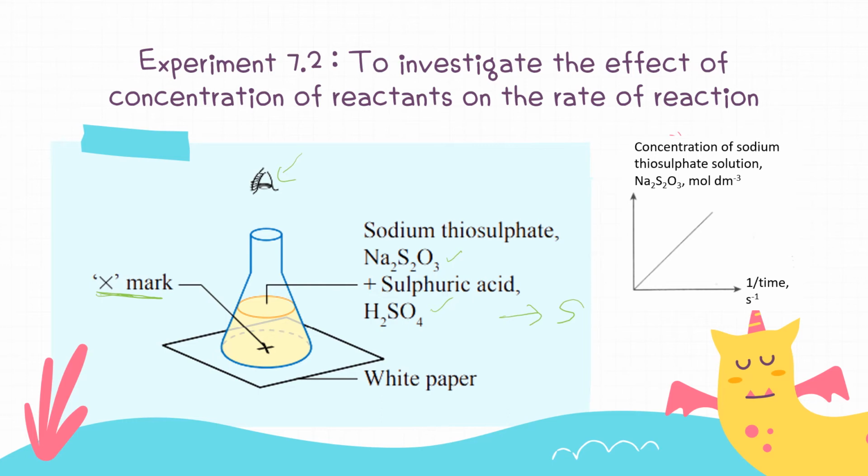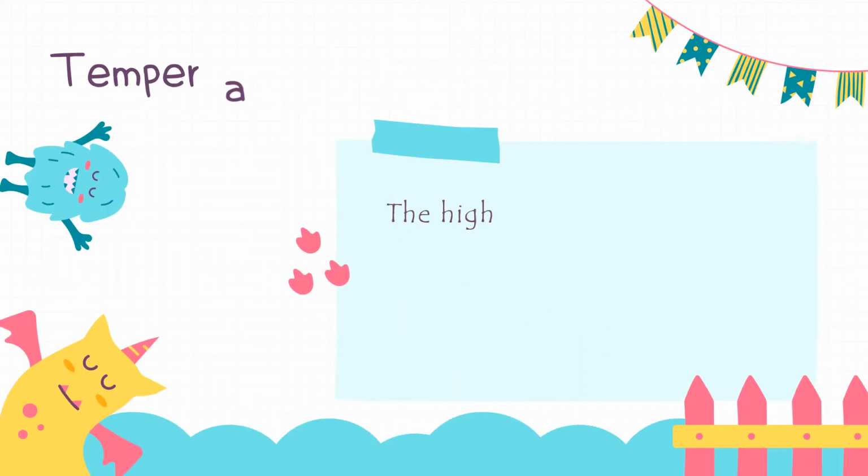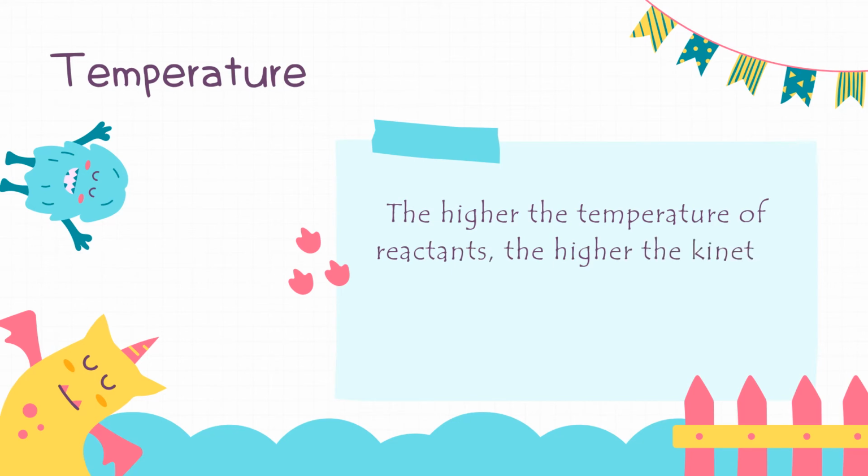So we got this graph. Okay, so from this graph we know that the higher the concentration, the higher the rate of reaction. And next is temperature. The higher the temperature of reactant, the higher the kinetic energy of the particles.